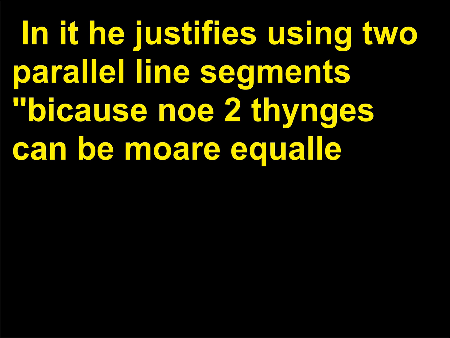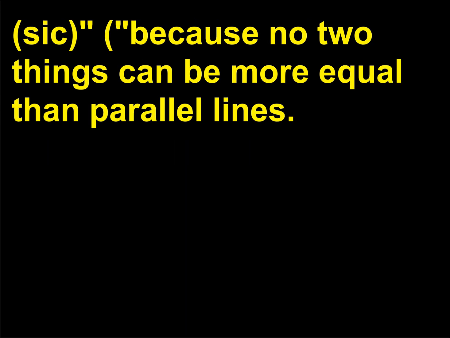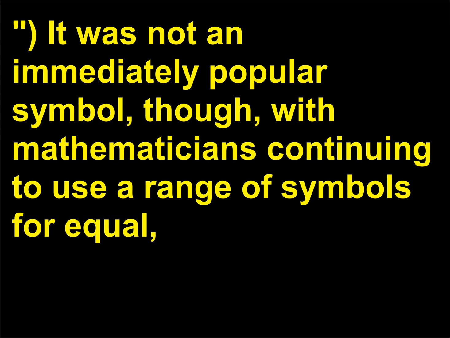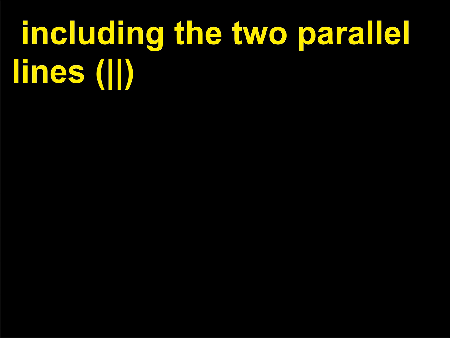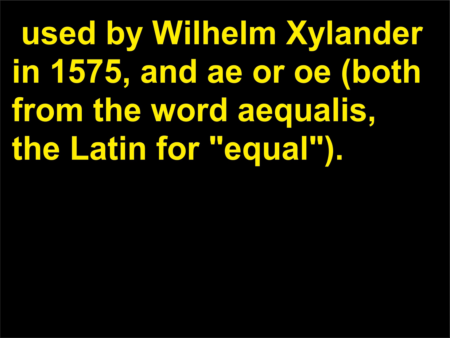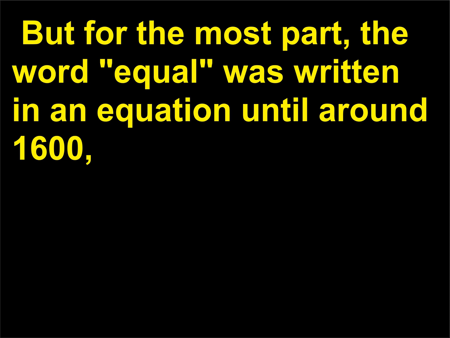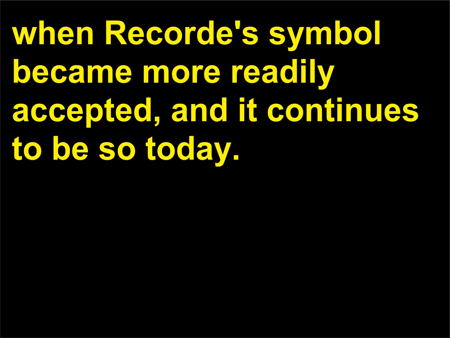In it he justifies using two parallel line segments because no two things can be more equal than parallel lines. It was not an immediately popular symbol, though, with mathematicians continuing to use a range of symbols for equal, including the two parallel lines used by Wilhelm Xylander in 1575, and AE or OE, both from the word aequalis, the Latin for equal. But for the most part, the word equal was written in an equation until around 1600, when Recorde's symbol became more readily accepted, and it continues to be so today.